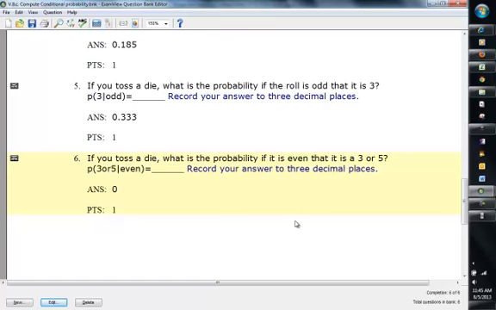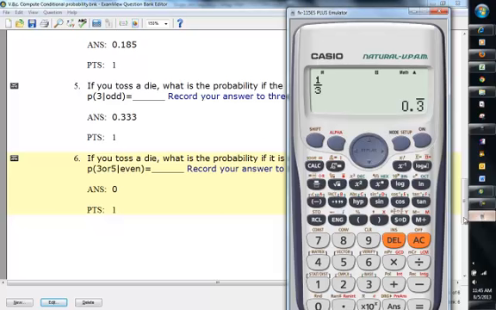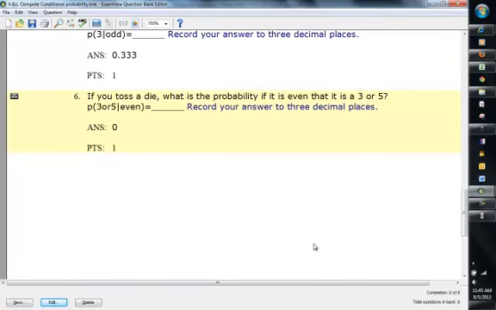Toss a die. What is the probability, if it's even, that it's a 3 or a 5? So the denominator is even. There are 3 different ways to be even, 2, 4, or 6, but none of those are 3 or 5, and so our probability would be 0.